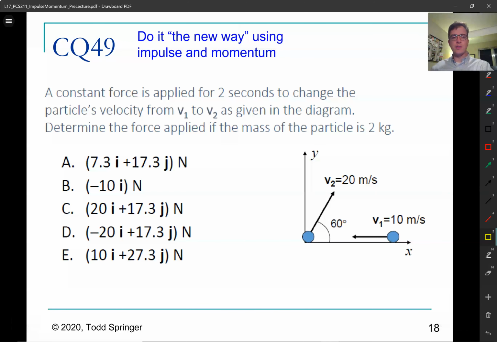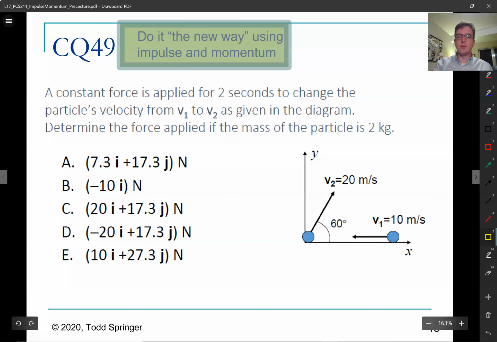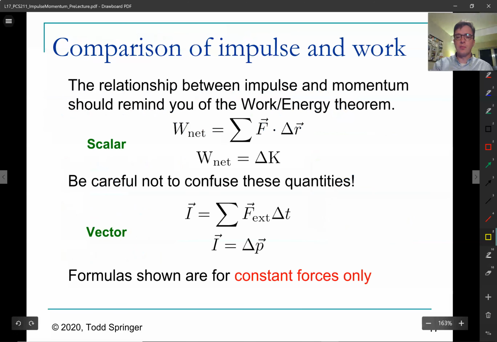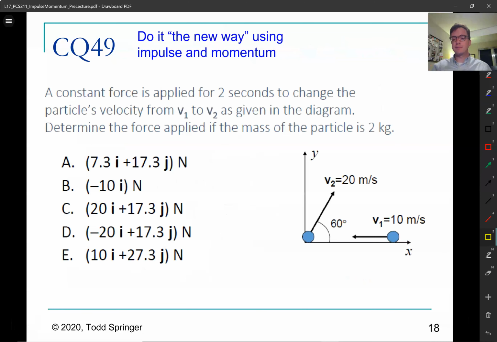Here's another clicker question. A constant force is applied for 2 seconds to change the particle's velocity from v1 to v2. Determine the force applied if the mass of the particle is 2 kilograms. And there are some choices there. Again, don't use kinematics here. I want you to use impulse and momentum. And we will work this one out, or give you a chance to vote on this one, during class. Just remember, when you're thinking about this, we have to think about the momentum as a vector, right? So if I want to know the impulse and the force, I need to remember that momentum is a vector and take into account the fact that the direction of this object has changed.